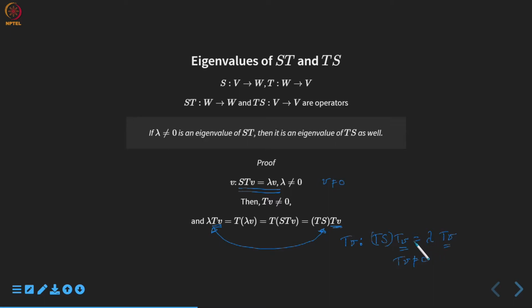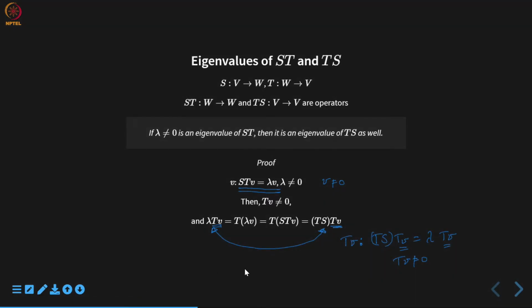If lambda is 0, things are a bit more murky, and we will look at it in the next slide, but this is the main point here. So, hopefully, this was illuminating. It's very useful to use this result, and we will use this result later on also, but it is important to know that the set of non-zero eigenvalues of ST will be equal to the set of non-zero eigenvalues of TS. So, now the next question is, what about multiplicities, right?